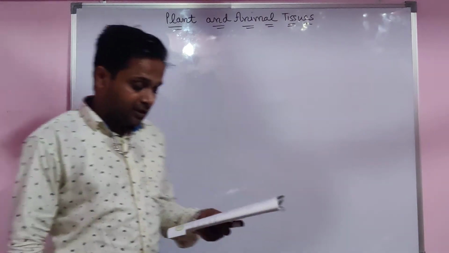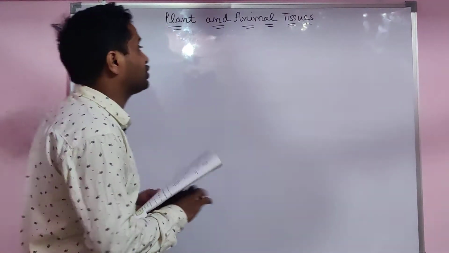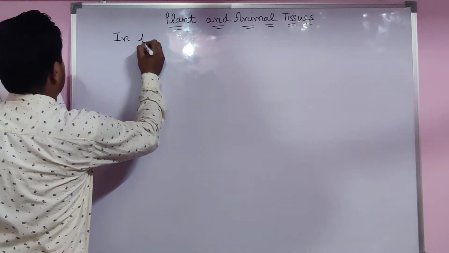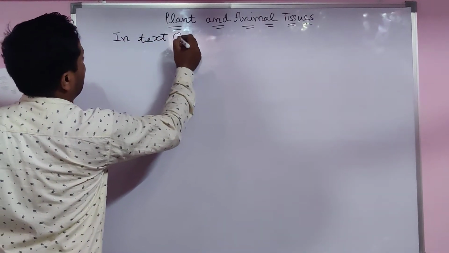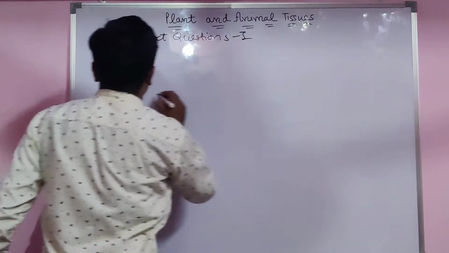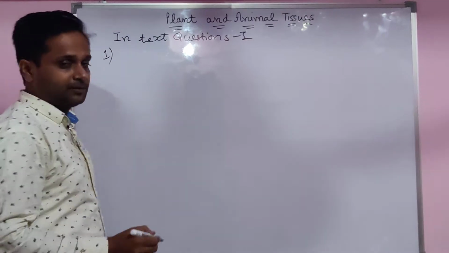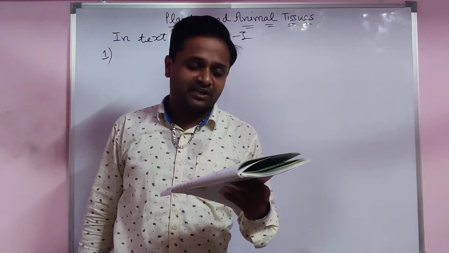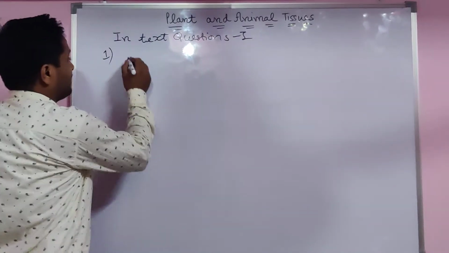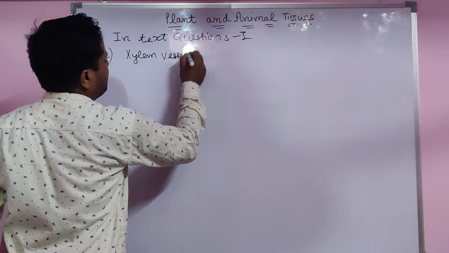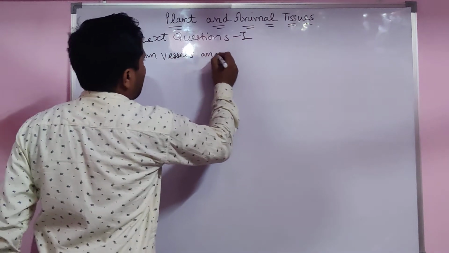First, we do the revision on page number 12, in-text question 1. First one, filling the blanks. The dash in the xylem conducts water. Which one conducts water? The answer is xylem vessels and trachea.